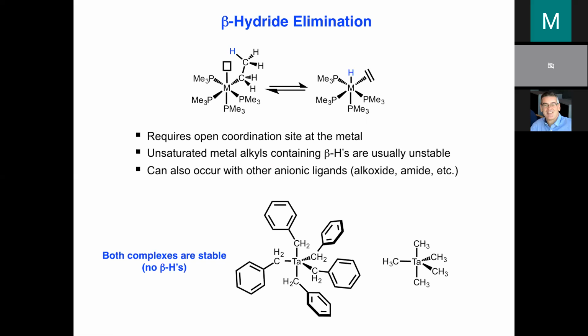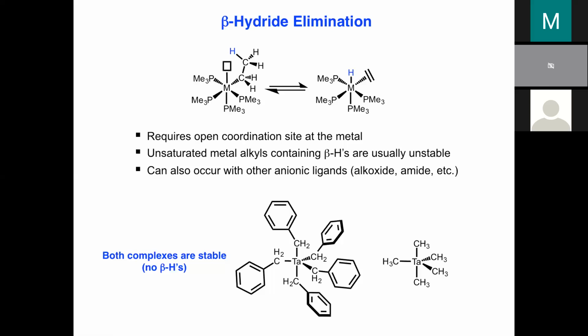This is a very common and facile mode of reactivity for lower coordinate complexes that have beta hydrides in the ligand. And this is not just limited to hydrocarbyl-based ligands. So alkoxide, amide ligands, lots of different ligands, if they have a beta hydride in them and the metal center is low coordinate, beta hydride elimination will oftentimes be rather facile.